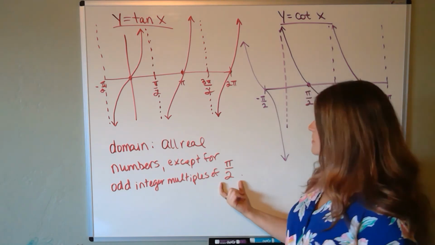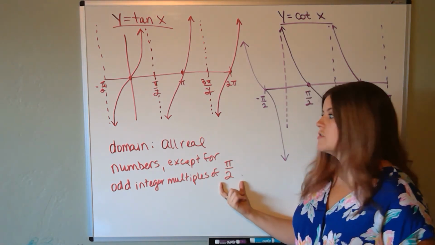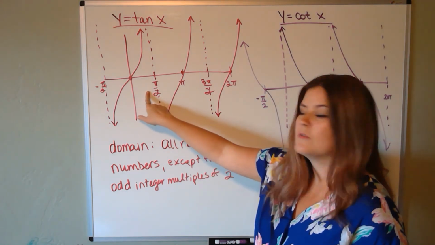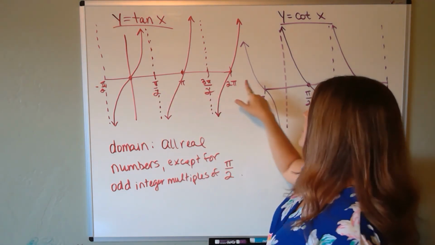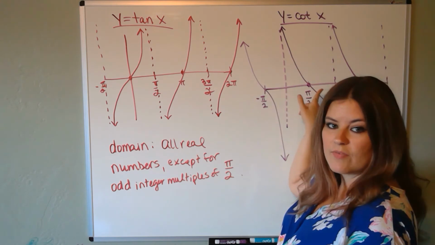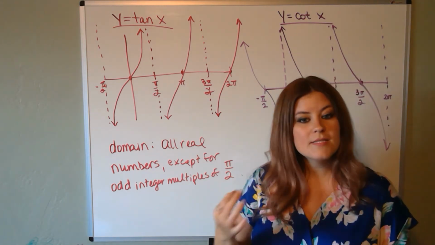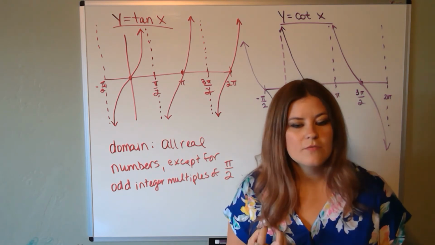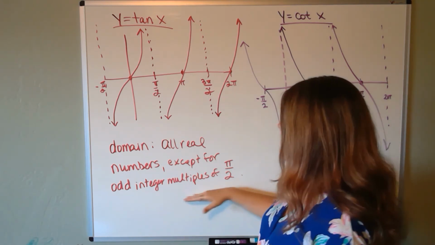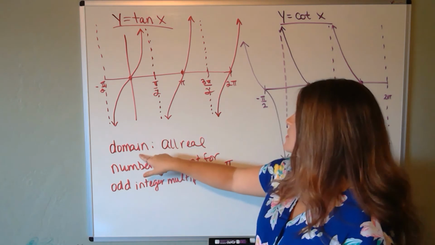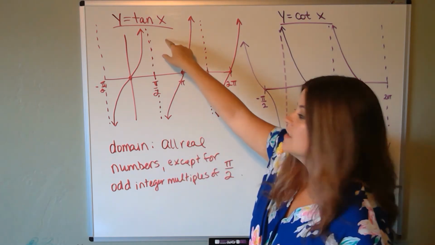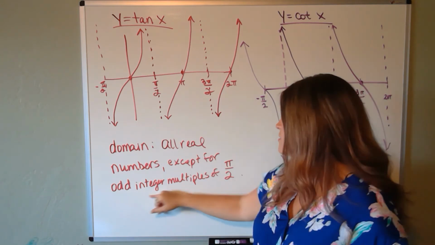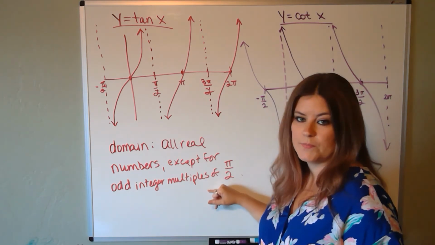And when you put those odd numbers with the pi over 2, what do you get? You get numbers like 1 pi over 2 and 3 pi over 2, and you would get 5 pi over 2 and 7 pi over 2. But because it's an odd number on top, it makes sure that it's still a pi over 2 value. So this is what makes this the pi over 2. So the domain of the tangent function is all real numbers, except odd integer multiples of pi over 2.